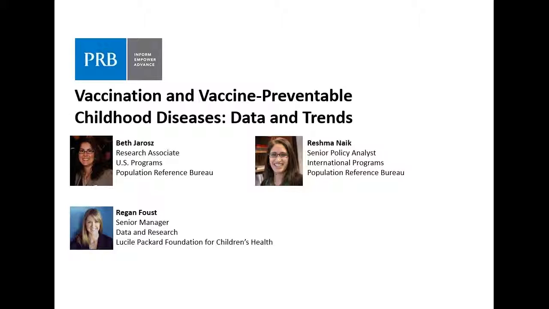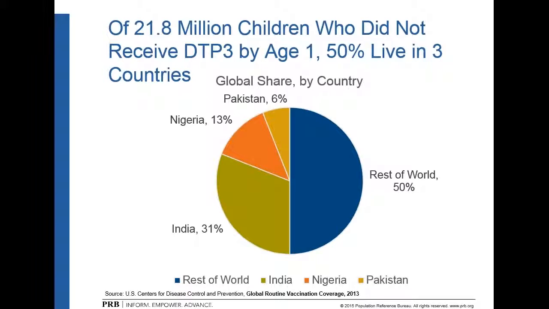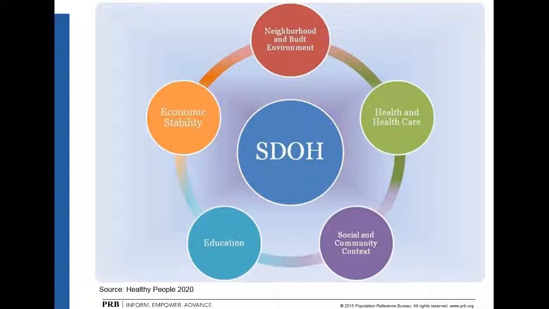Since this question was submitted ahead of time, we have pulled up a model that can help us discuss this issue. Here, in the middle, we see SDOH, which means social determinants of health, and it points to a number of different factors that can affect health. For example, when it comes to vaccines, in orange, we see economic stability.